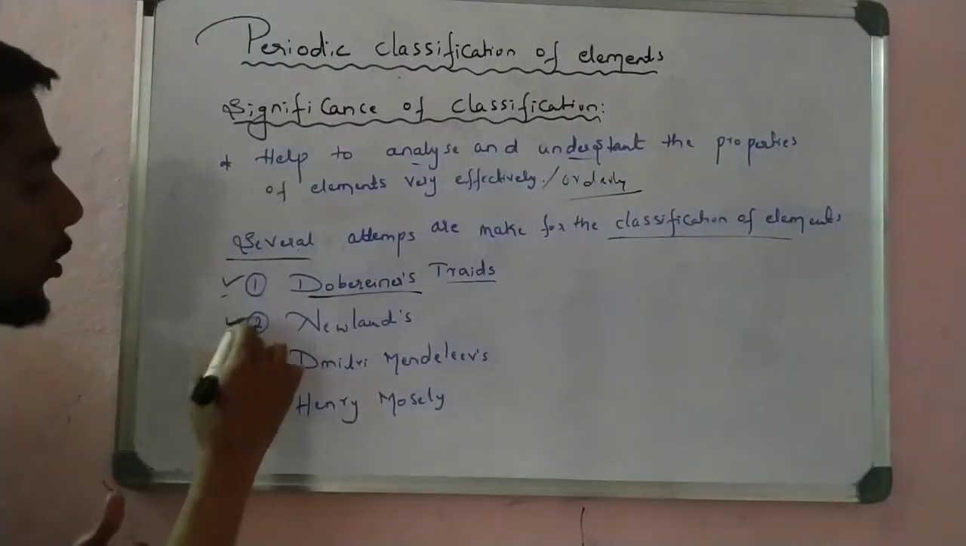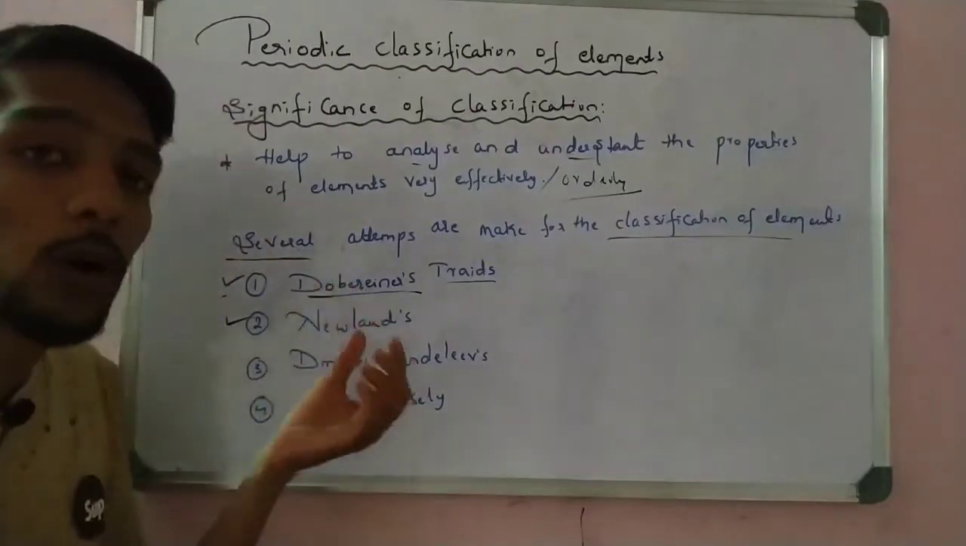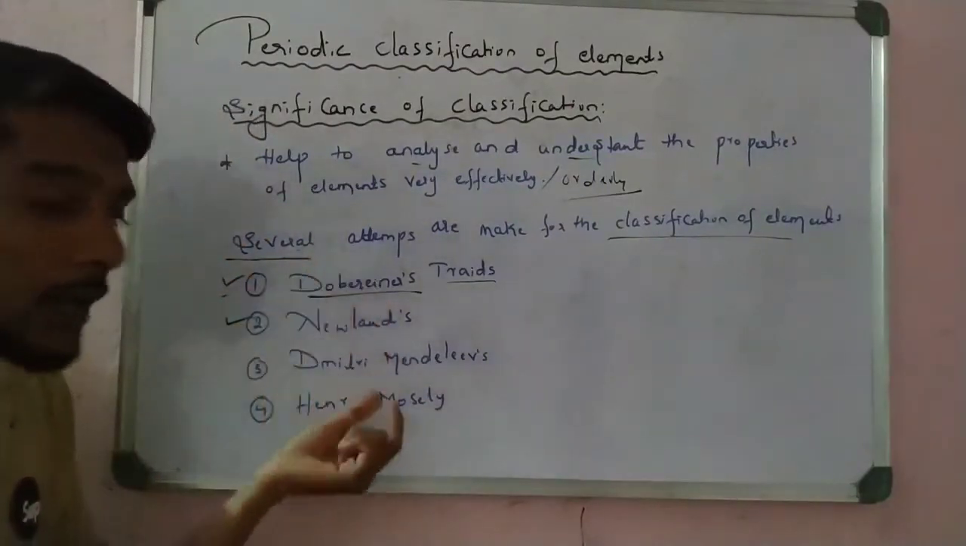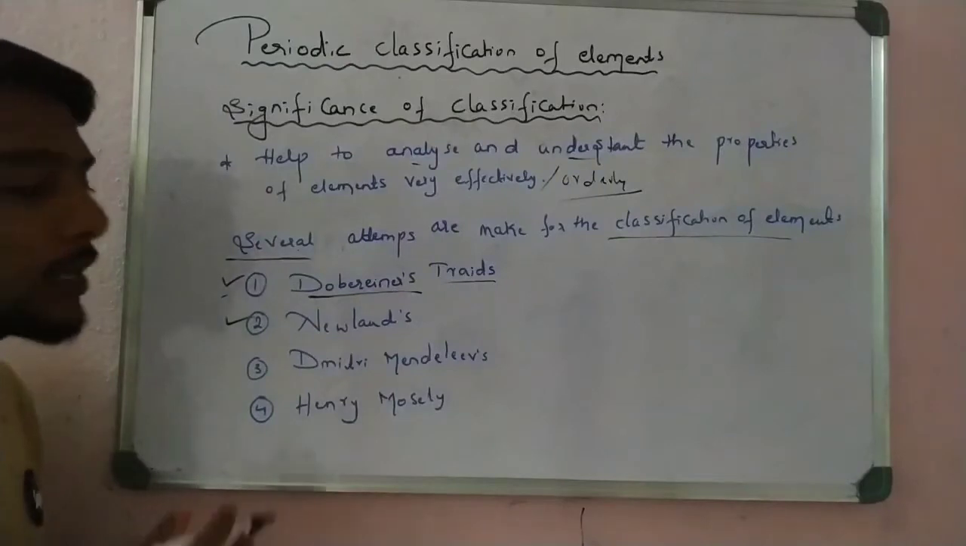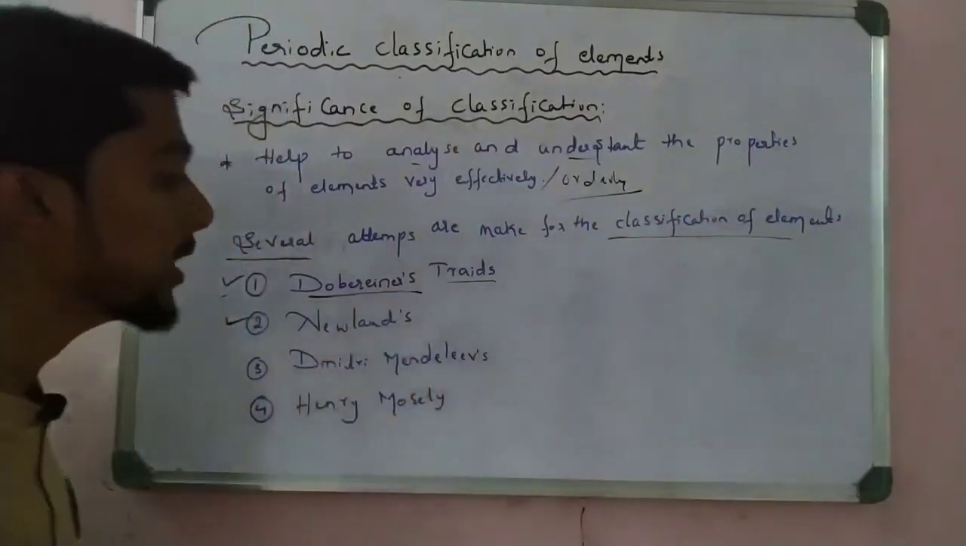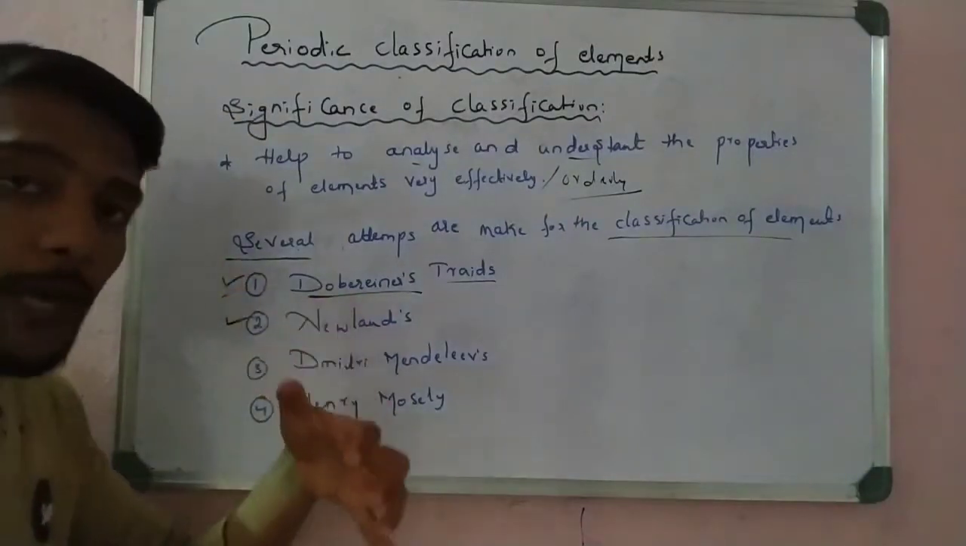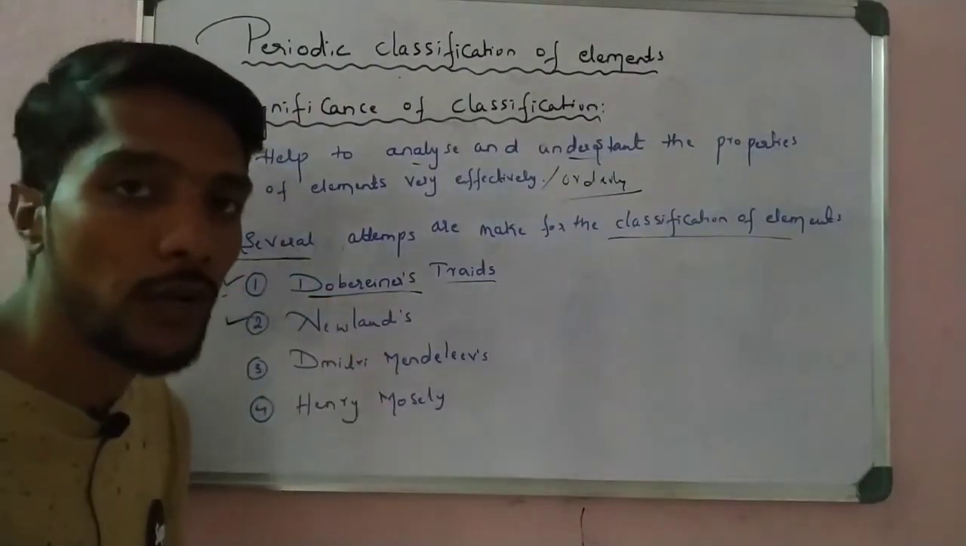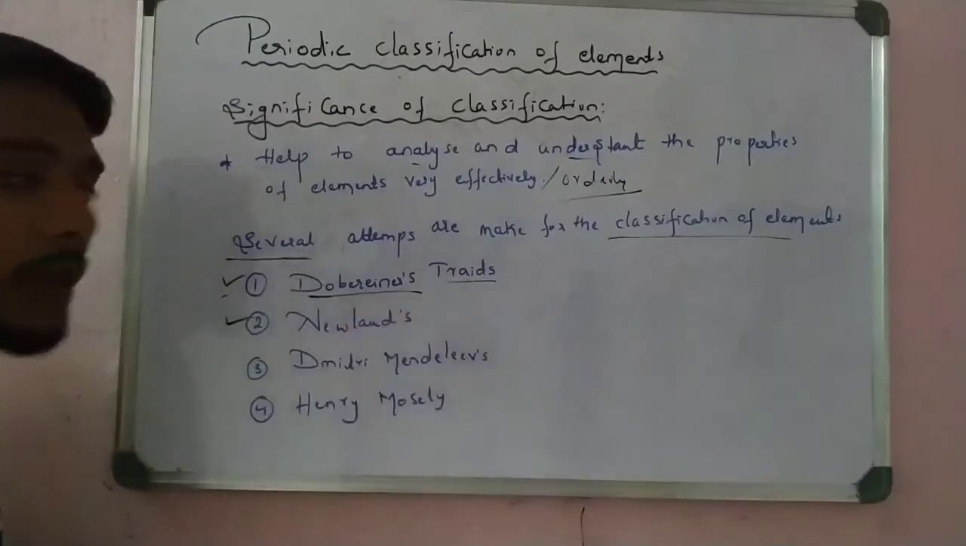And next we learn about the next scientist after the failure of Dobereiner. The next scientist is Newland. Newland also tried to solve this classification. So the second scientist is Newland, and after some time this Newland theory also failed. Why? Because of some limitations, which we learn in the later classes.